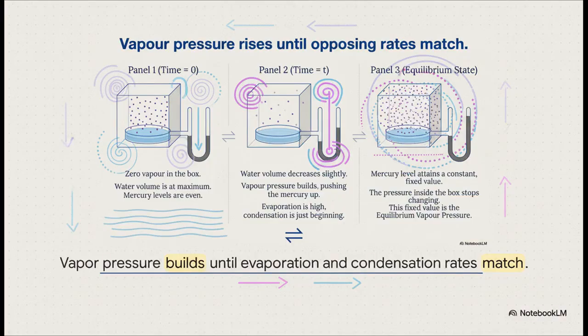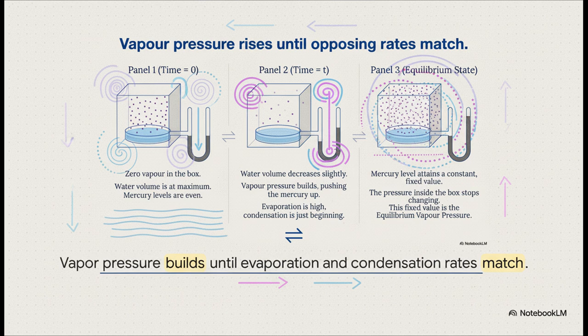And this is just a perfect illustration of the whole process. Look at the first panel. At time 0, there's no vapor, so the mercury is perfectly level. Simple enough. Now, move to the middle panel. Evaporation is happening, the vapor pressure is building up, and you can see it's pushing the mercury up. But notice that other arrow? That's condensation. Some of those vapor molecules are starting to turn back into liquid.